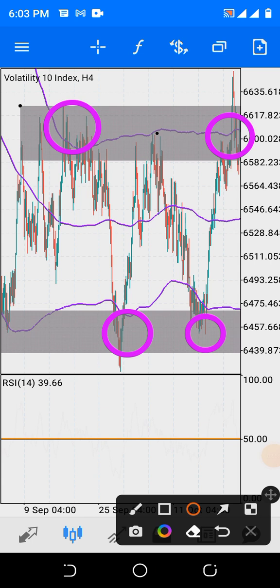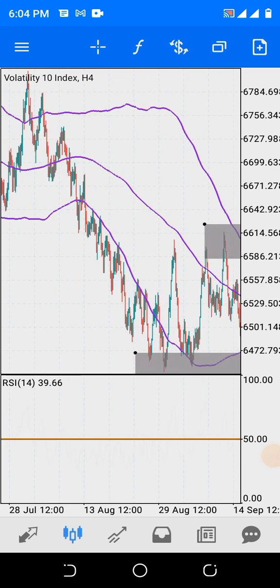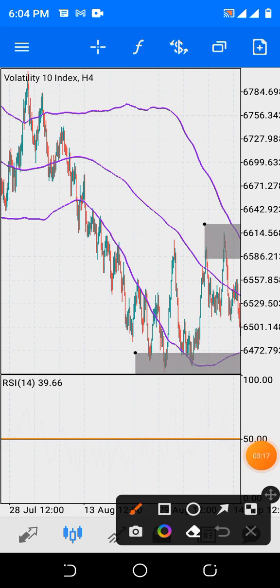Now let me show you how to know with the help of Bollinger Band when the market is trending. Now watch here. Look at the structure of this Bollinger Band here. You see the lower band, the middle band, and the upper band. Do you see the differences now?